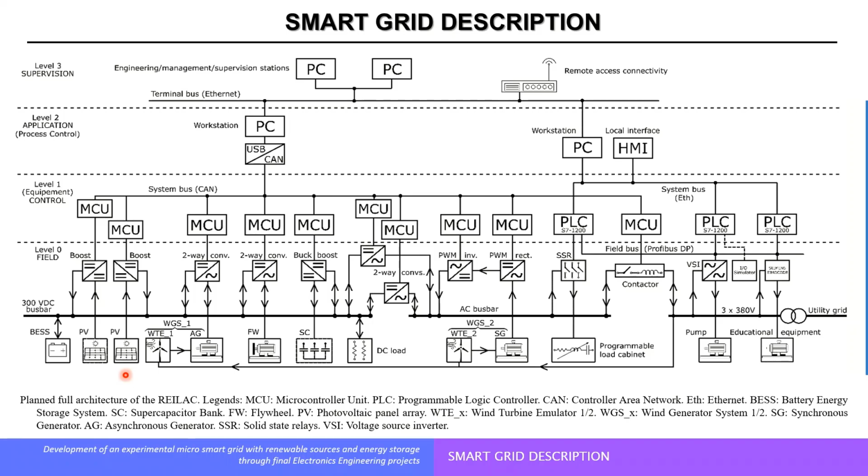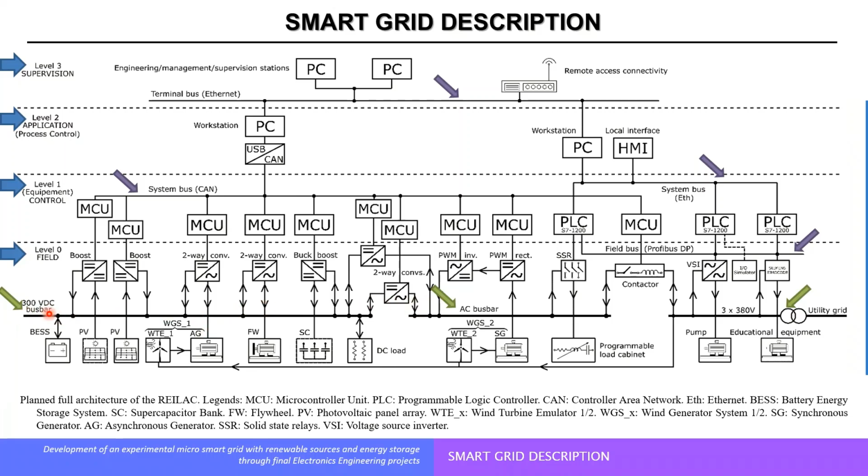So very briefly here, unfortunately I don't have time to go into detail, but this is the planned architecture for our smart grid. It's organized here into hierarchical, fairly standard field, control, application and supervision levels. We have several communications protocols being used here: CAN, maybe some commercial protocols such as Profibus, Ethernet, and so on.